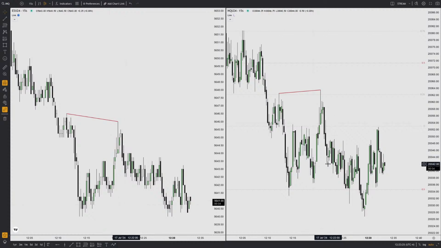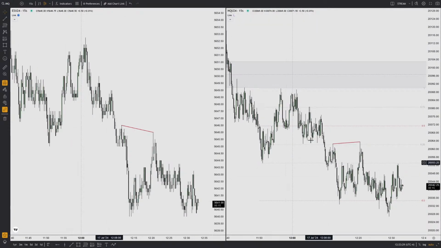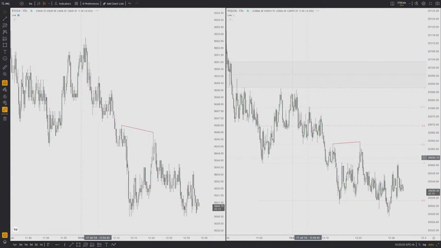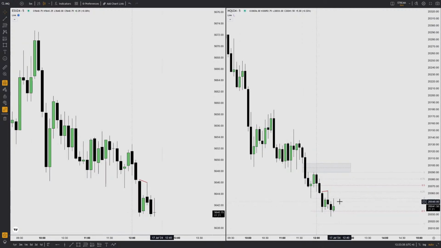Alright, so far the price action hasn't been that great, so I'm probably just gonna call it a day, and then maybe in the PM session I might find something.